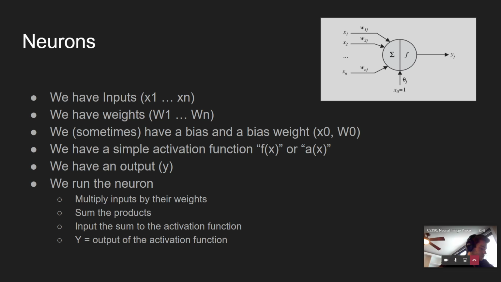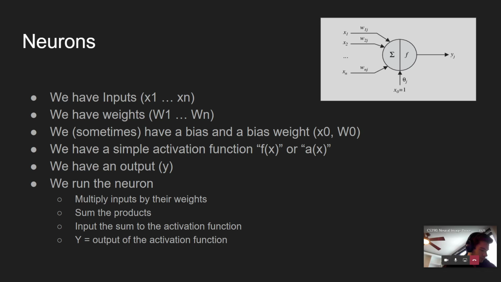Here's a bit more of a list form of what we just talked about. So we have our inputs and weights. Sometimes we have a bias. We don't always actually have a bias. You can train neural networks without one, but in most cases you will have one because it's almost always useful. We have an activation function. This is sometimes called A(x), sometimes alpha(x), sometimes it's just f(x). I will probably be using f(x) or A(x) at most points. And we have our output.